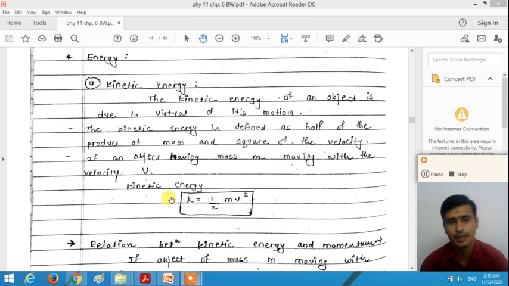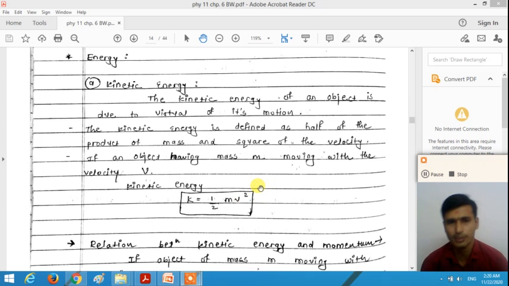So here the kinetic energy is defined as half of the product of mass and the square of the velocity. Kinetic energy K is equal to 1 half mv square. The unit of the kinetic energy is joule. We can easily find the dimensional formula of the kinetic energy by placing the dimensional formula of the mass and the dimensional formula of the velocity square, and can evaluate the dimensional formula of the kinetic energy.